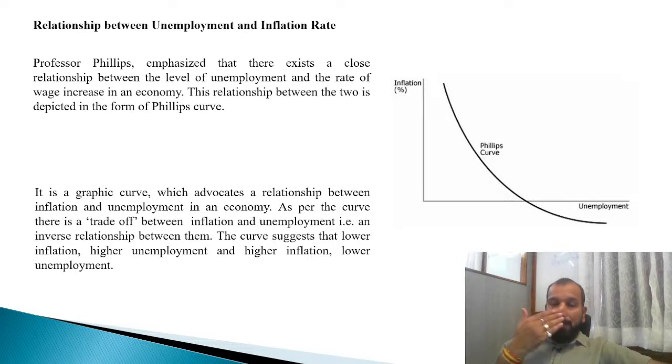What do we see? The more the inflation rate, at the same time the less the unemployment. It is a graph which shows the relationship between inflation and unemployment in our economy. As per the curve, there is a trade-off between inflation and employment, an inverse relationship between them. The curve suggests that the lower the inflation rate, the higher the employment, and the higher the inflation rate, the lower the employment. But this holds only up to some point in time.